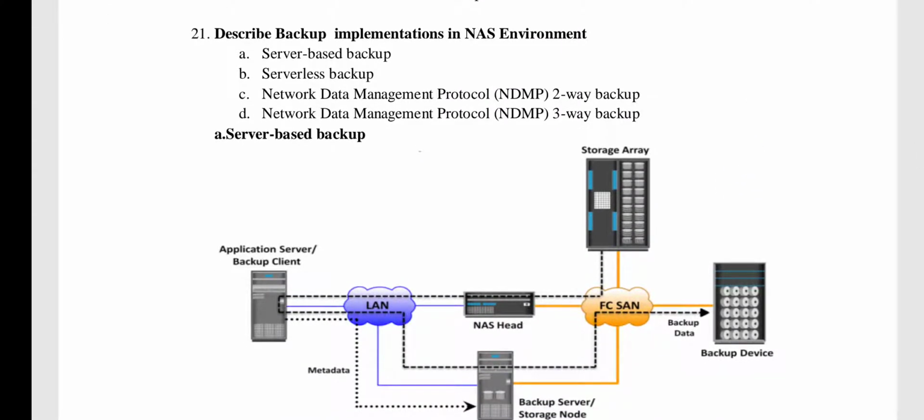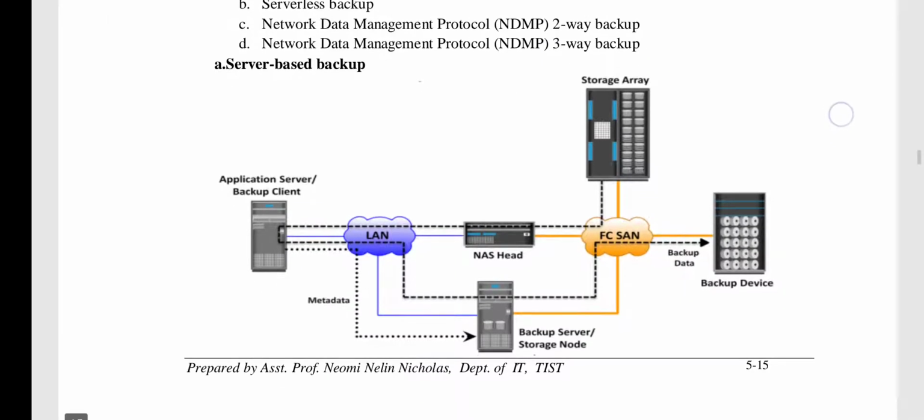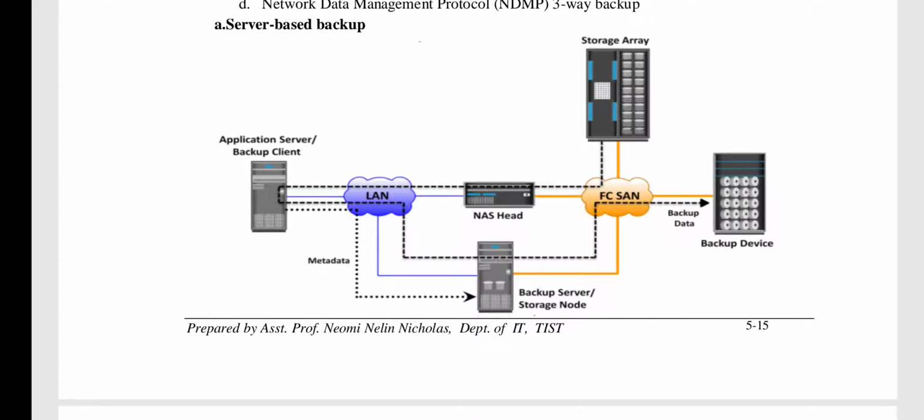Okay, next it is in a NAS environment. How is the backup topology in a NAS environment? Okay, in that there are 4 types, that is the server based backup, serverless backup, and the NDMP, that is network data management protocol, 2-way backup and a 3-way backup. So the first is server based backup.